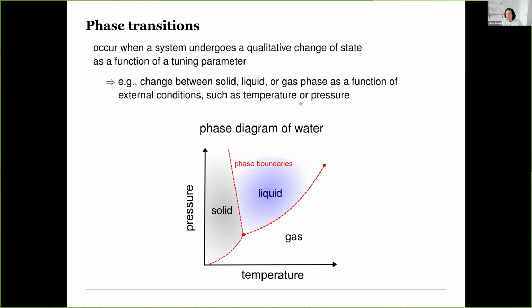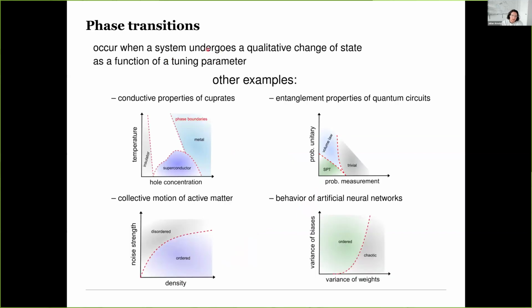Within a phase of matter, a system usually has largely similar properties. So to characterize a new material or a new system, it really boils down to determining its phases and determining the transitions between these phases, so its phase boundaries. So mapping out phase diagrams is really a key task. More generally, we can say that a system undergoes a phase transition when a qualitative change in its state happens as a function of a certain tuning parameter.